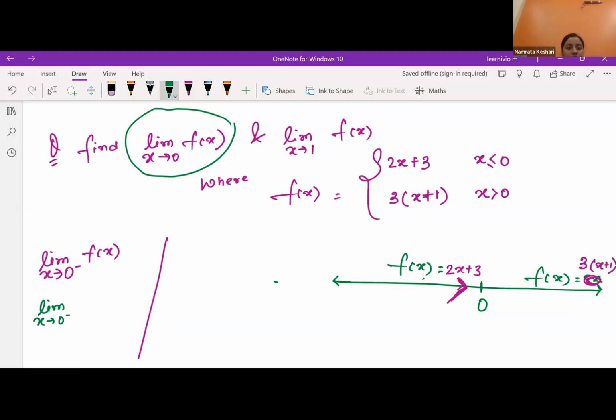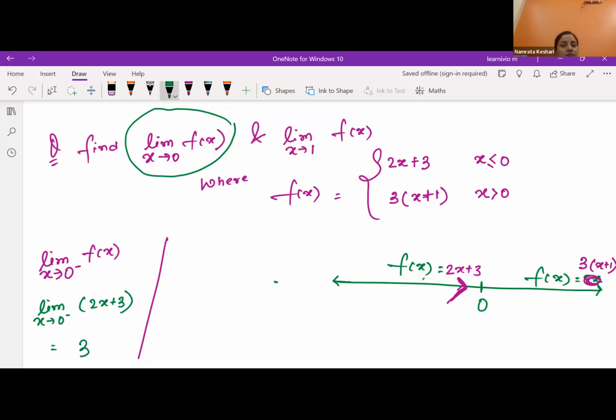Yes, okay, just 2x plus 3. And do we need to put the x value as just 0? Yeah, just 0 we need to put. Accordingly, we have picked the function. Making sense? Yes. So the answer is 3.